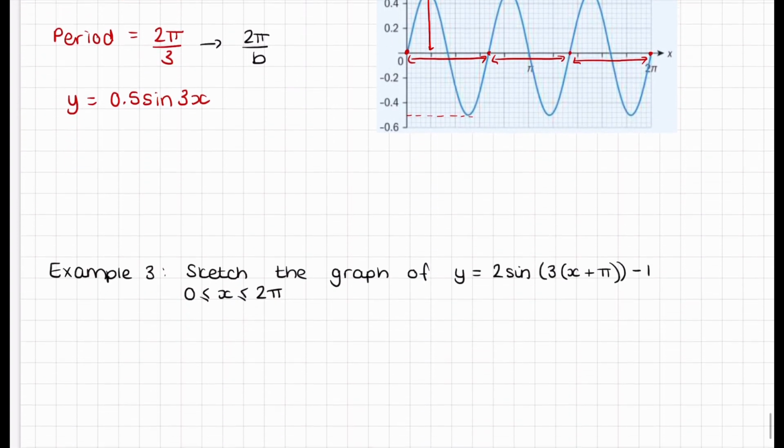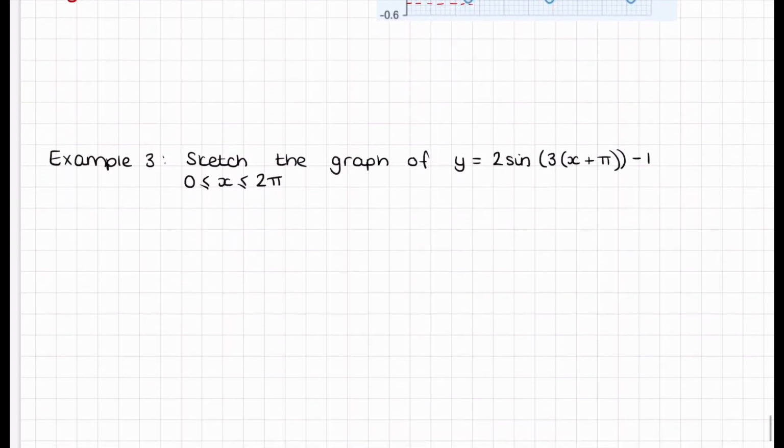Example 3, sketch the graph of y equals 2 sine 3 multiplied by x plus pi, and then all minus 1 between 0 and 2 pi. So first of all, let's identify everything. So the amplitude equals 2. The period, how long it takes to do one curve, is 2 pi on b. So it's going to be 2 pi on b, which is 2 pi on 3.